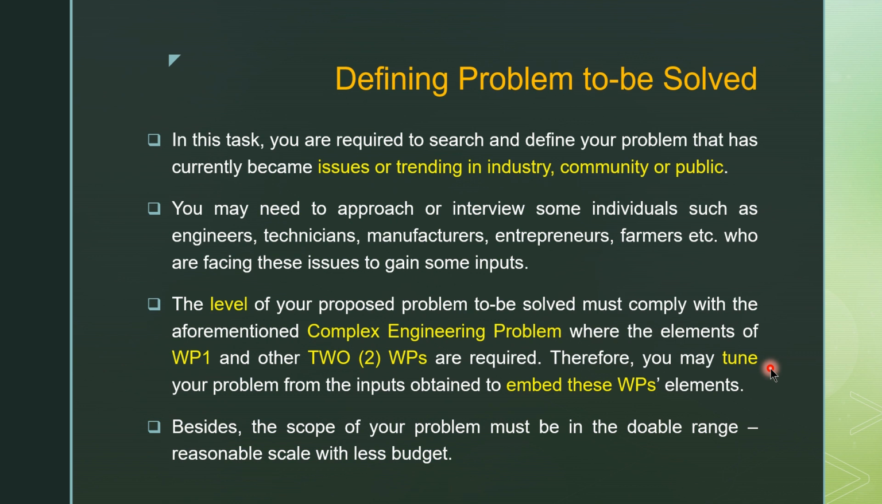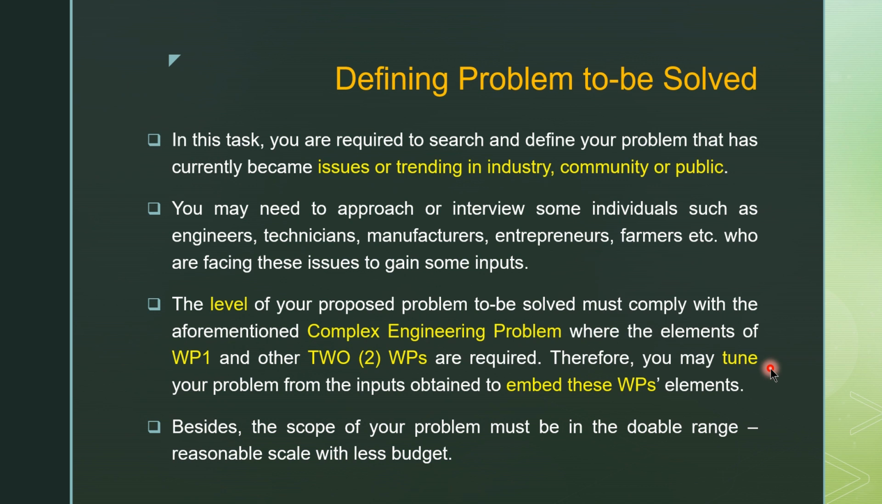Before you propose the solution, you already have it in your mind. While tuning your problem, you must keep in mind that your problem can be solved with electrical stuff, all the things that you learn. Maybe some electromagnetism can be implied there. So that kind of solution cannot be solved by chemical, civil, or mechanical. So we need to focus on our field, electrical, but with different drivers: signal, circuits, electromagnetism, power. Okay, like that. But besides, the scope of your problem must be in the doable range, a reasonable scale with less budget.